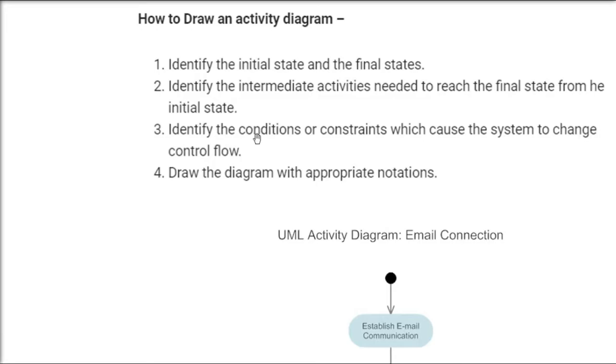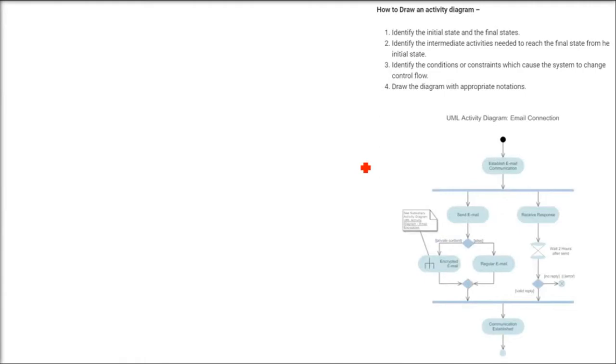Then the conditions and constraints should be clearly emphasized and clearly shown with the change of control flow. So wherever the control flow changes, you have to put the condition and constraint. And finally, we have to draw the diagram with appropriate notations. So let me take it step by step, and whatever I am writing, I am going to give only the first letter here because the space is limited. Okay, let us start. Email connection.